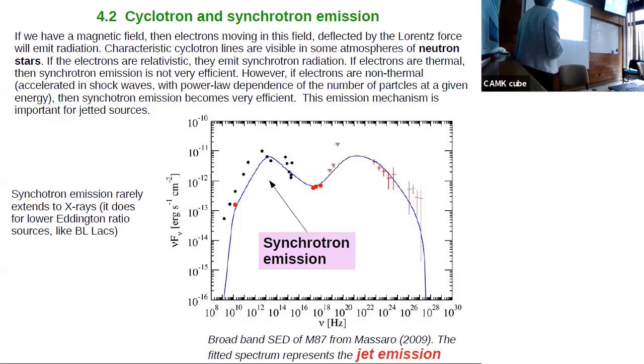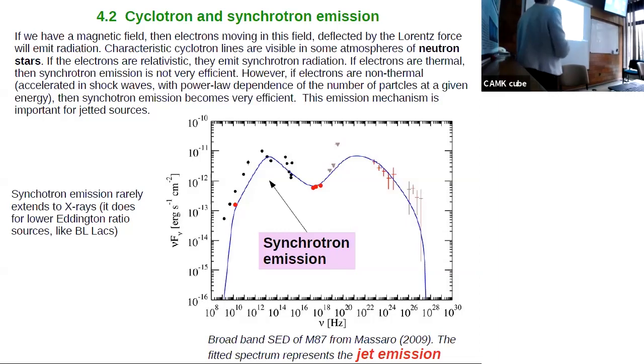The next mechanism is cyclotron or synchrotron emission. And this is characteristic for jet sources because it requires a strong magnetic field. If electrons are not highly relativistic, then you actually see cyclotron emission with characteristic frequencies. That's not very frequent, but in a few sources containing neutron stars, you see cyclotron lines, and you can determine the properties of the neutron star using the redshift of the cyclotron emission line. In the case of AGN, you see synchrotron emission from jets.